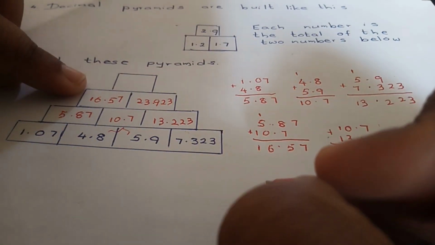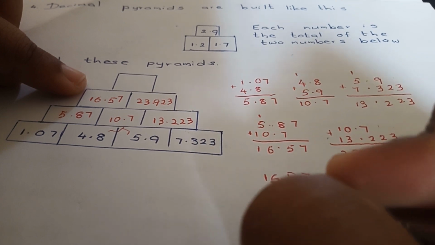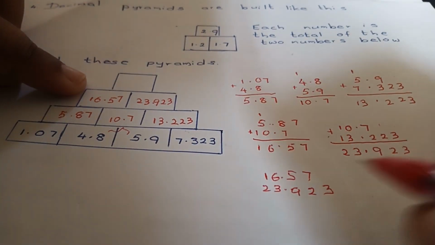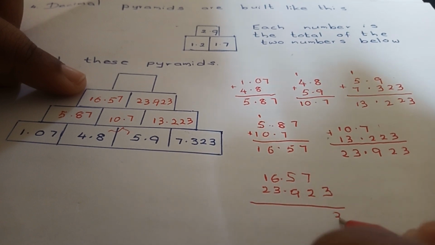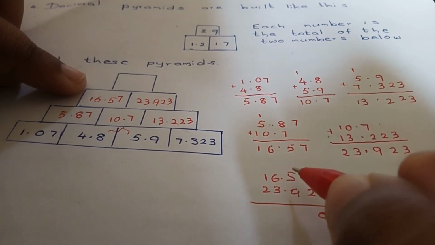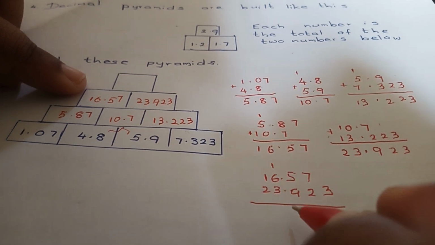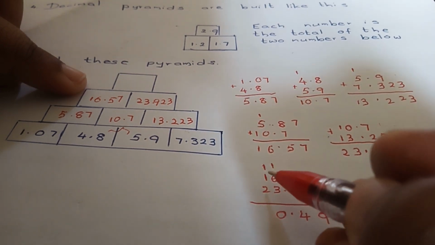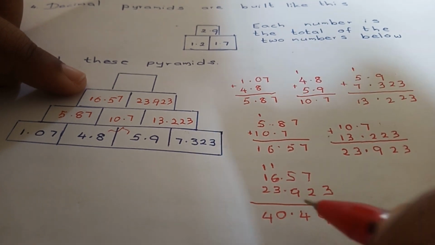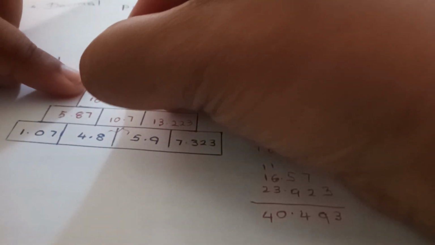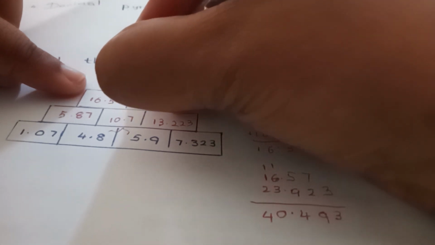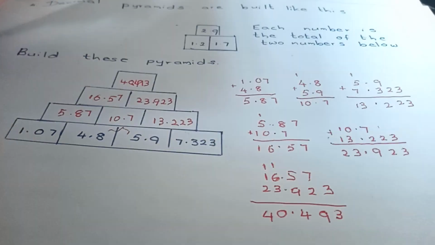Let's write 23.923. So finally we add these two numbers. 16.57, 23.923. 3, 7 plus 2, 9. 9 plus 5, 14. 1 remains. 1 plus 6, 7. 7 plus 3, 10. 1 remains. 1 plus 1, 2. 2 plus 2, 4. Sorry, 40.493. 40.493 is the answer.